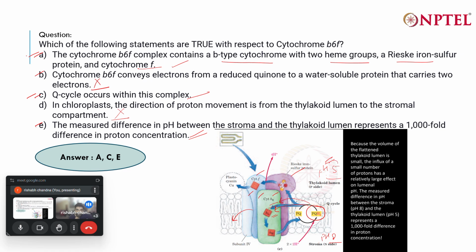Because here it's the accumulation of the protons, that's why the pH is less in the lumen as compared to the stroma, and this difference is 1,000 times. So yes, this is correct. So the correct statements are A, C, and E. Okay, so is the explanation fine?